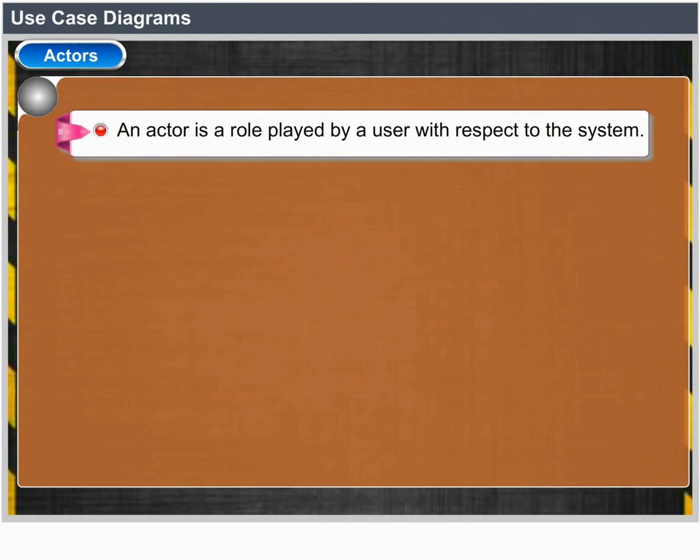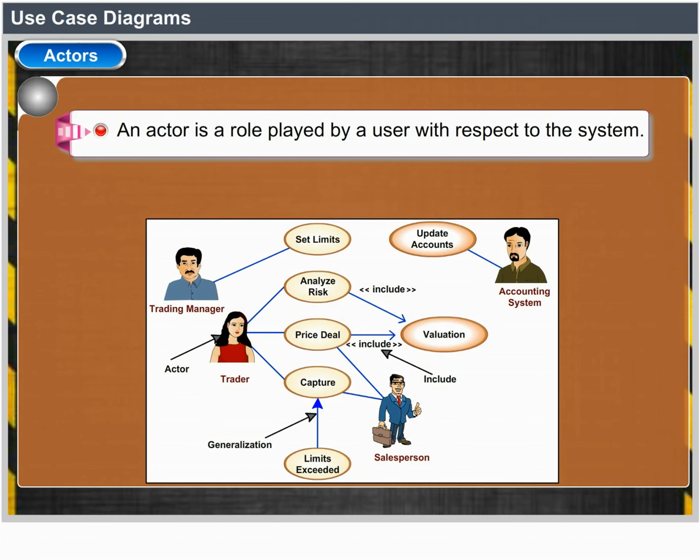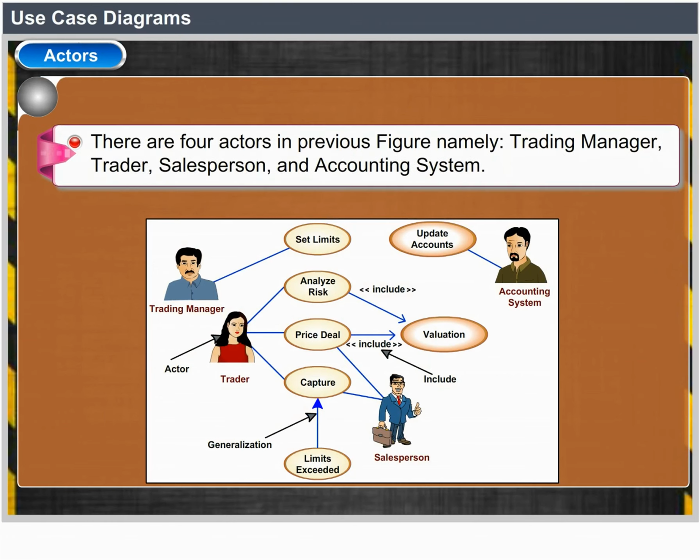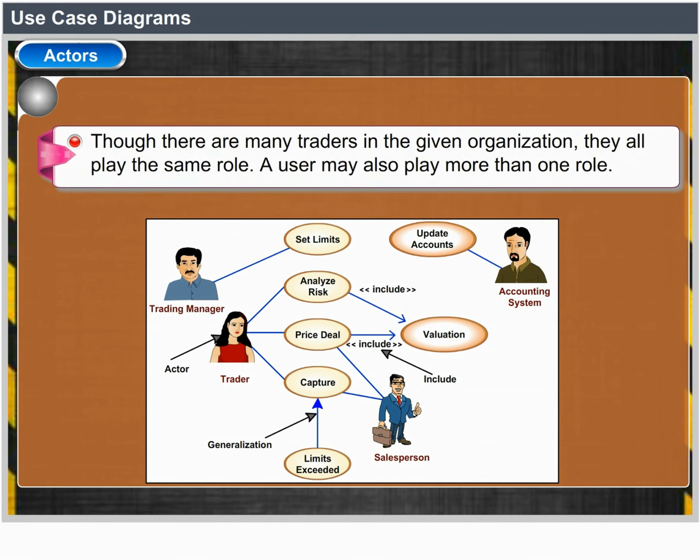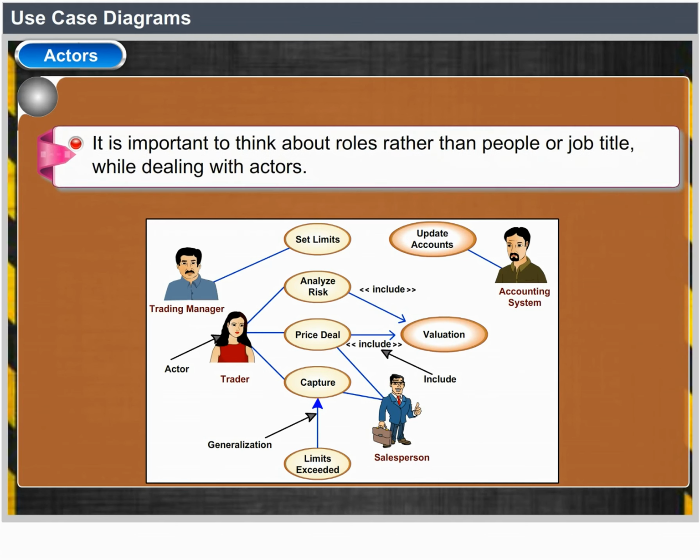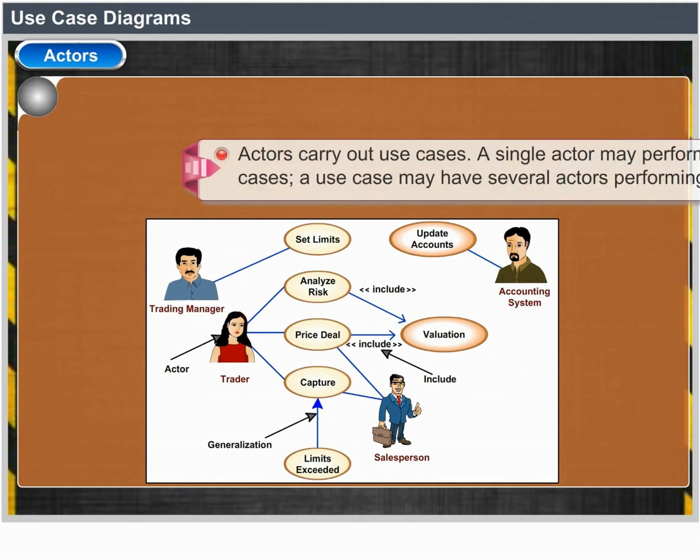Use case diagrams. Actors. An actor is a role played by a user with respect to the system. There are four actors in the previous figure, namely trading manager, trader, salesperson, and accounting system. Though there are many traders in the given organization, they all play the same role. A user may also play more than one role. It is important to think about roles rather than people or job titles while dealing with actors.